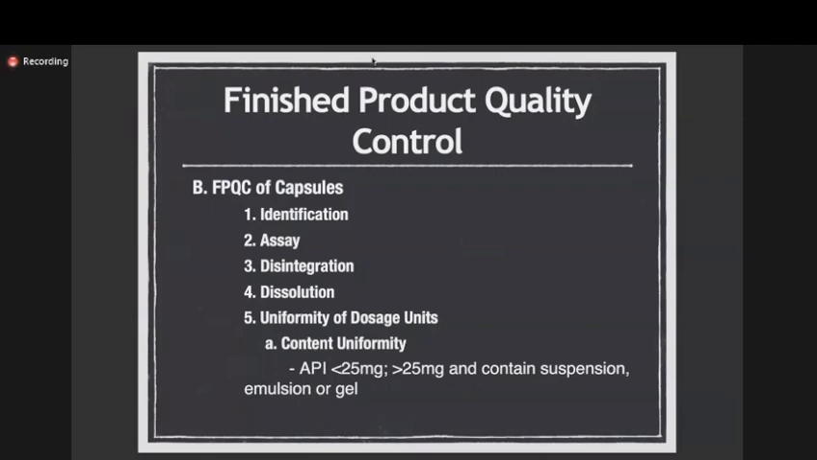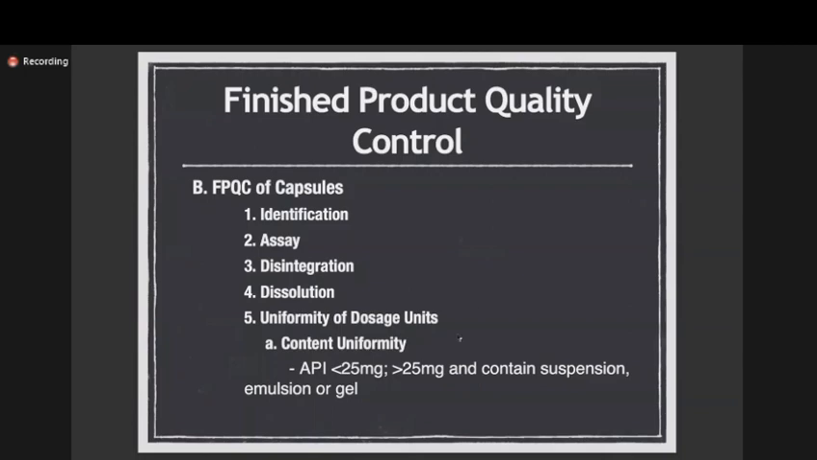Okay, so for less than 50, someone has answered. Correct, content uniformity. When greater than 50, you have your weight variation, based on the tablet weight. So if less, yes, content uniformity.